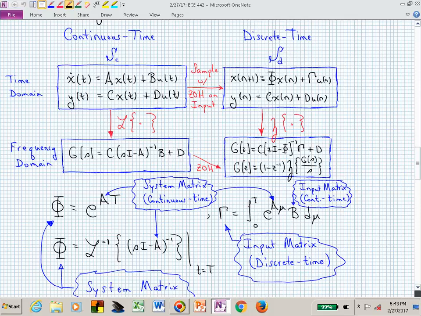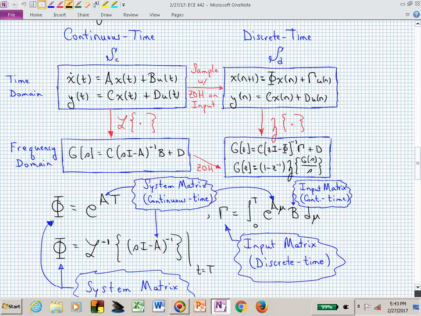I want to just tell you that this is what we have. And hopefully the bottom row, which is the frequency domain version, is familiar. We know how to get G of S from a state space representation, right? C times (sI minus A) inverse B plus D. It's not that important if you don't remember it, but if you had a state space representation, you could obtain a transfer function, capital G of S.